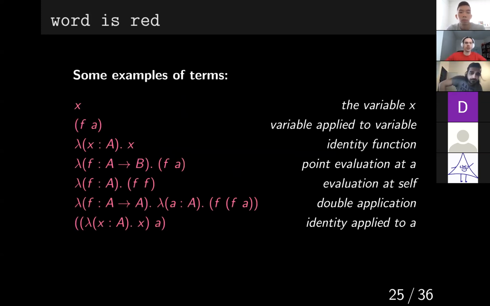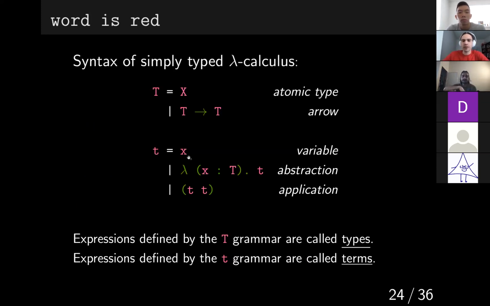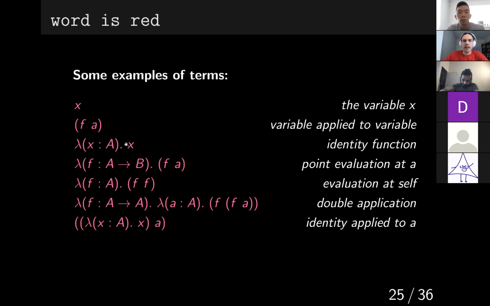So here are my examples of terms. A variable is a term. The grammar says that a variable is a term, so a variable is a term. My variables are x, y, z. Now I can take a variable and I can apply it to a variable. F and A are variables, and I can consider the application of F on A. This is a variable applied to a variable. I can also write a function, lambda x in A dot x. And this looks like the identity function. So this is lambda. It says it's a function where the parameter is going to be the variable x. The variable x ranges over A, and the body of the function is just x. And this x refers to the bound x right here.